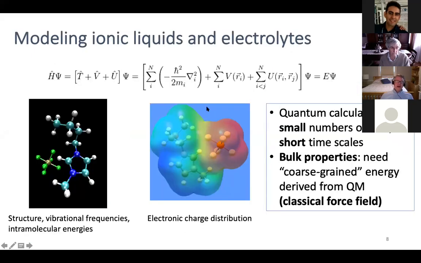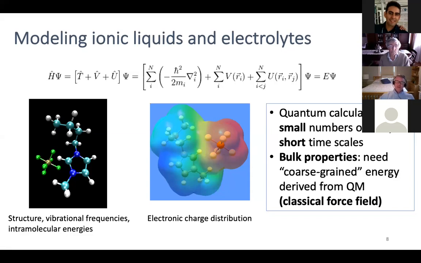So how we model these computationally, both ionic liquids and electrolytes, you'd like to start with the most fundamental modeling possible, and that would be solving the time-dependent Schrodinger equation. If you do that, you can get information on, say, small species. This is a picture of a ionic liquid ion pair. You can solve for the structure, the vibrational frequencies, energies. You can solve for charge distribution. So this shows you red is negative, blue is positive. You can understand the way the electron cloud distributes.